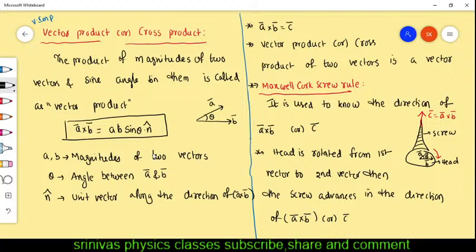Next, how to find the direction of the cross product of two vectors? Here, A bar cross B bar is the cross product of two vectors. When you find the cross product, you get another vector. This vector's direction, how will you get it? That you get by using the corkscrew rule. Then what is the corkscrew rule? This is the head of the screw. When you take the two vectors on the head of the screw, A bar and B bar, there is an angle theta between the two vectors.